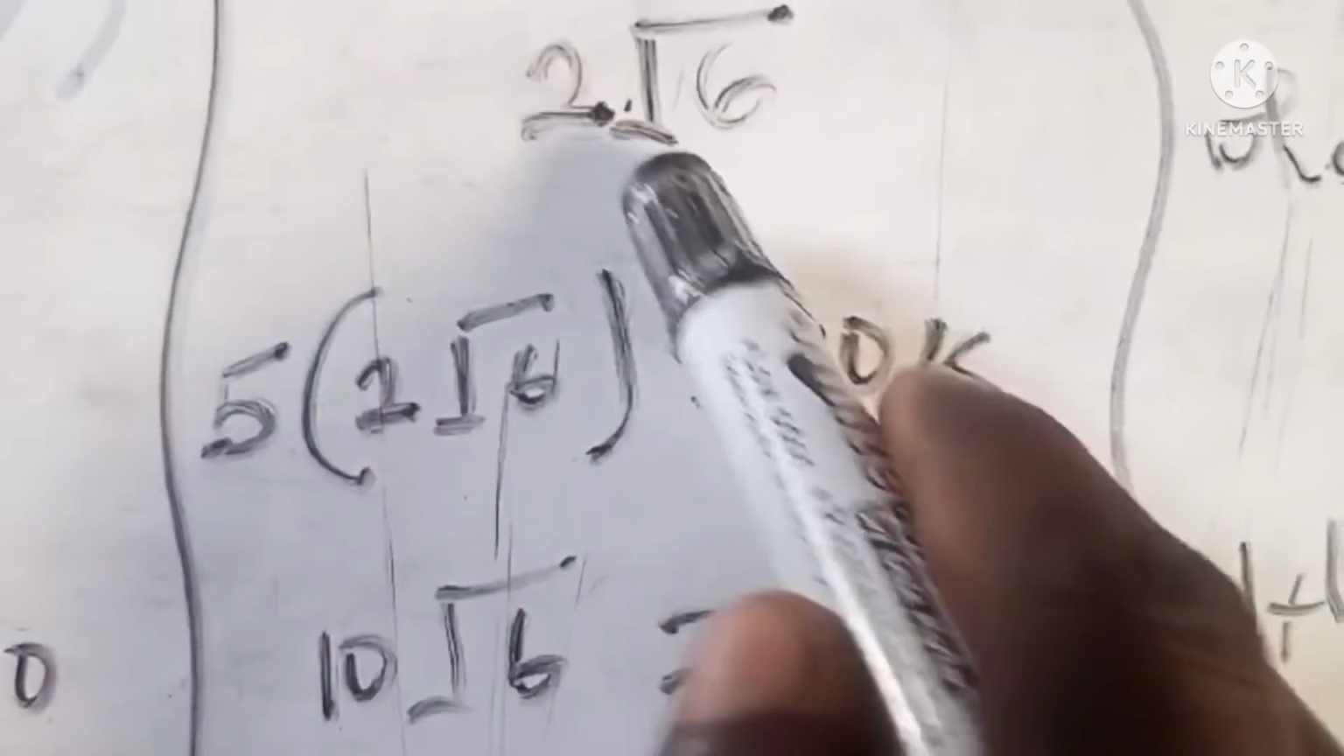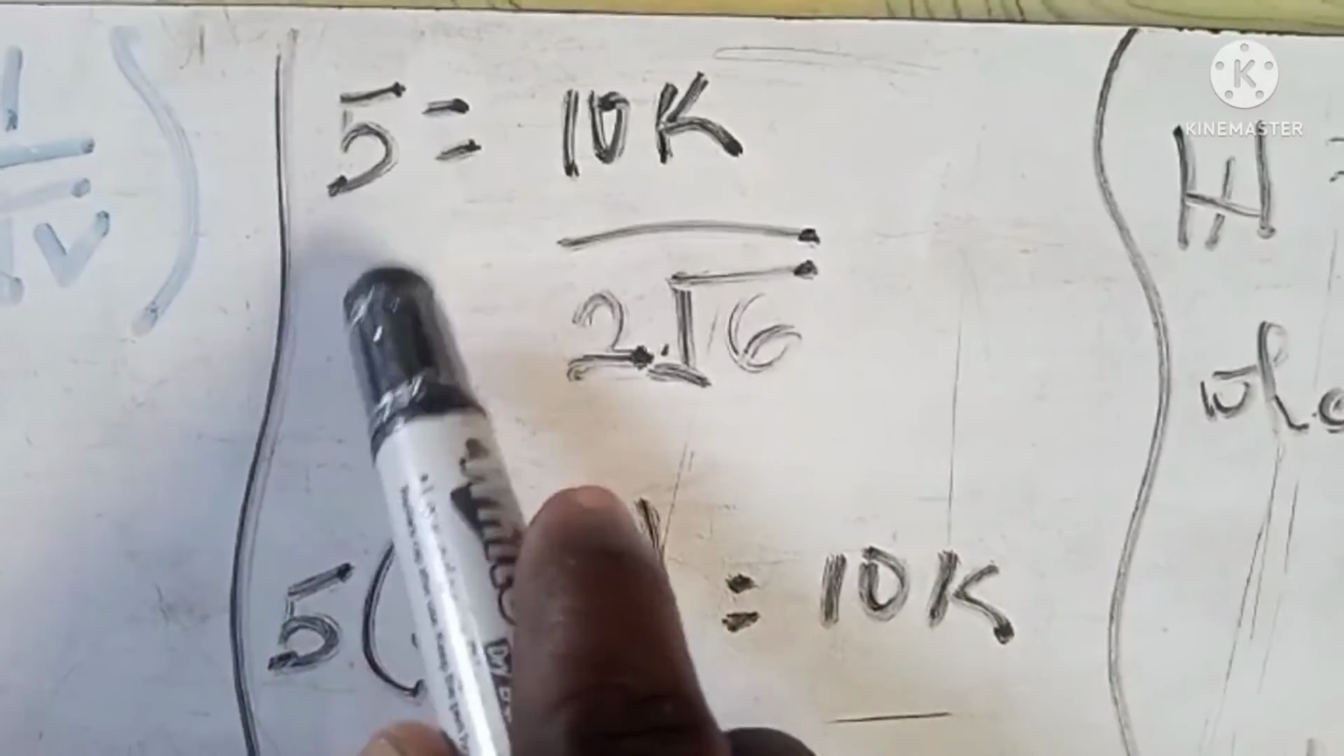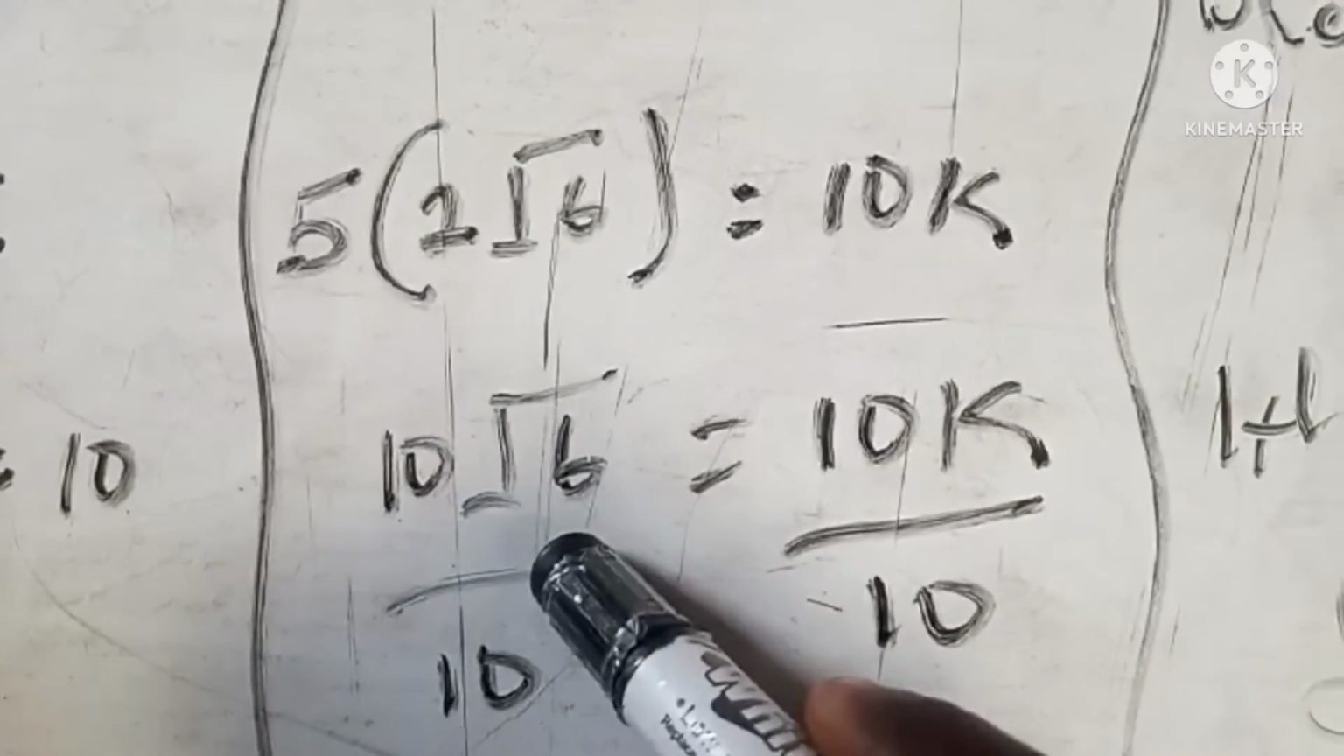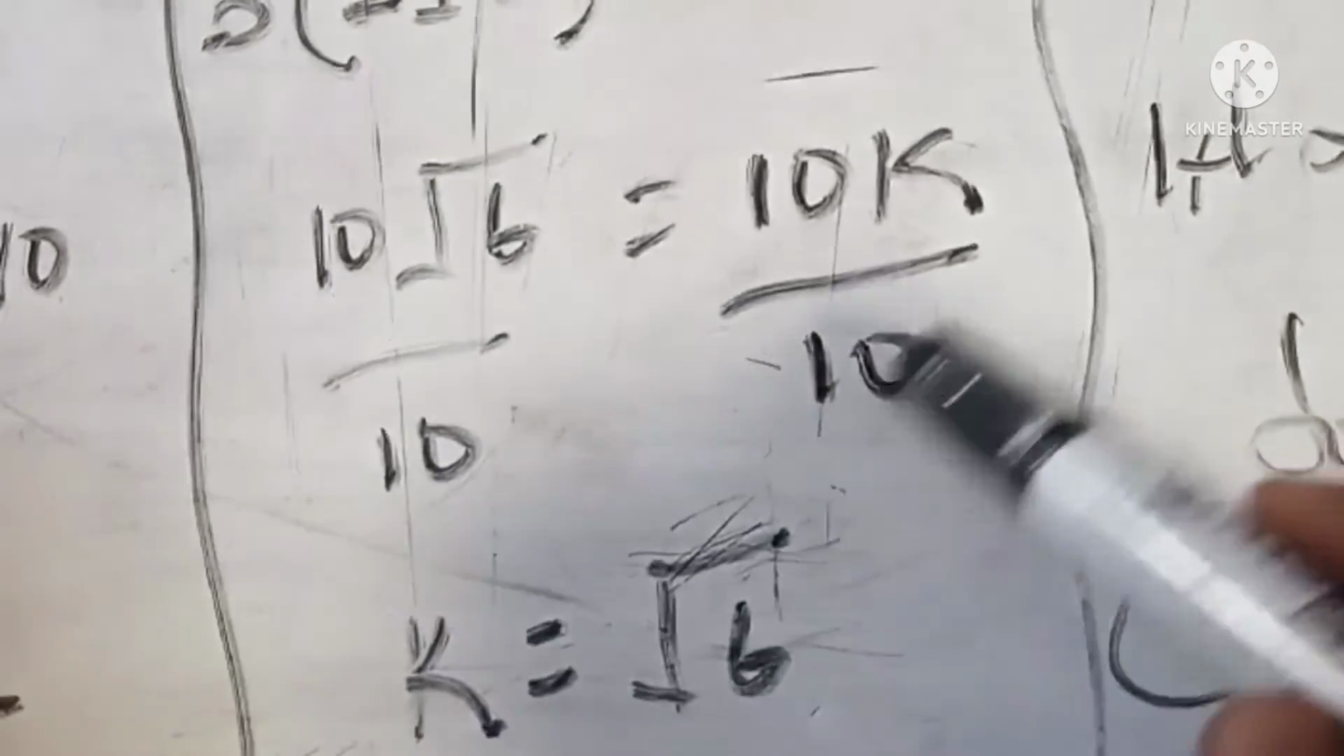So here you just need to use this guy to multiply the 5 here. So the 5 will multiply the 2. That will give us 10 root 5. So you divide both sides by 1. Then you are going to have your k to be equal to 6. Is that okay?